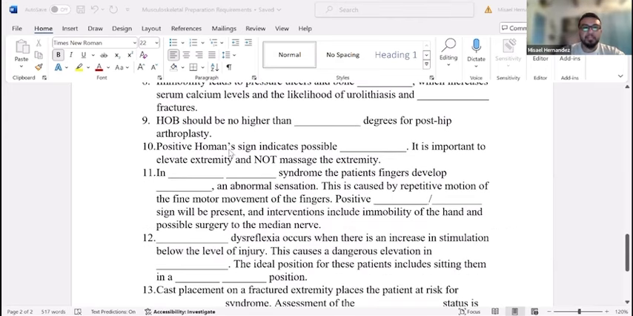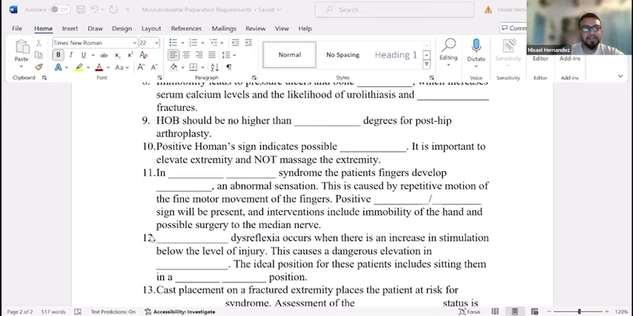Number 10, positive Homan signs indicates possible blank. It is important to elevate extremity and not massage the extremity. Number 11, in blank syndrome, the patient's fingers develop blank, an abnormal sensation. This is caused by repetitive motion of the fine motor movements of the fingers. A positive blank/blank sign will be present, and intervention include immobility of the hand and possible surgery to the median nerve.